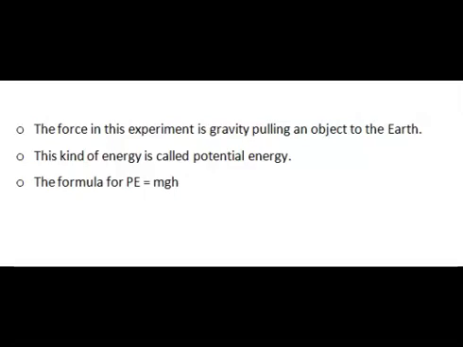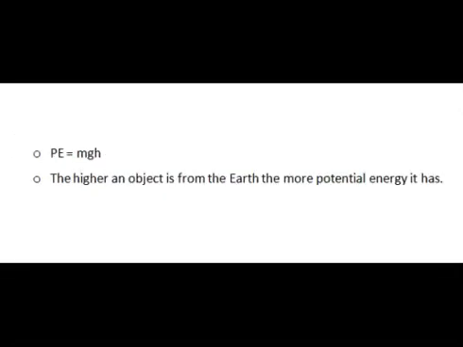This kind of energy at the start of the experiment is called potential energy. There's actually a formula for it. Potential energy equals mass times gravity times height. Now we don't know the mass of the marble today. We know the gravity on Earth is 9.8 meters per second squared, and we will know the height of the marble at each point in the experiment. The formula for potential energy shows us that as the height of the marble increases, the more potential energy it will have.